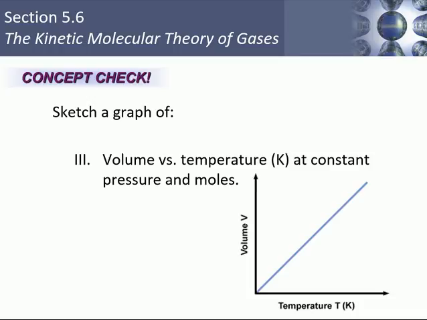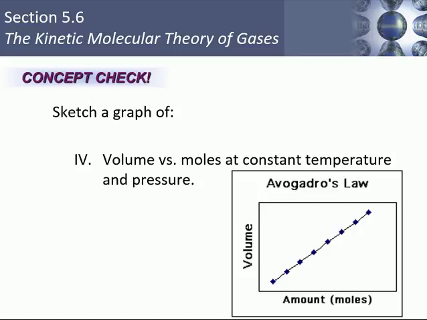All right, here's the graph, volume versus temperature using the Kelvin scale. Again, pressure and moles are constant, but we have Kelvin here on the x-axis, and so the direct proportionality does represent itself as a direct line starting at the origin. Go ahead and sketch that.